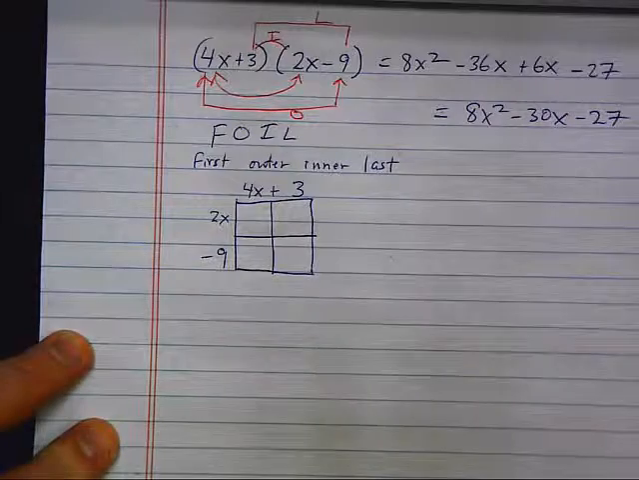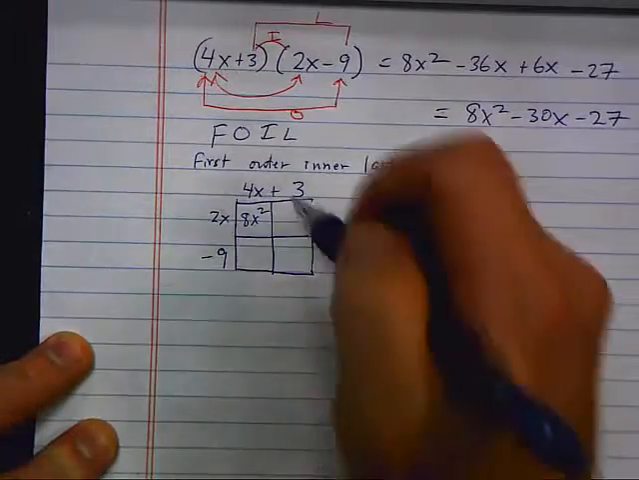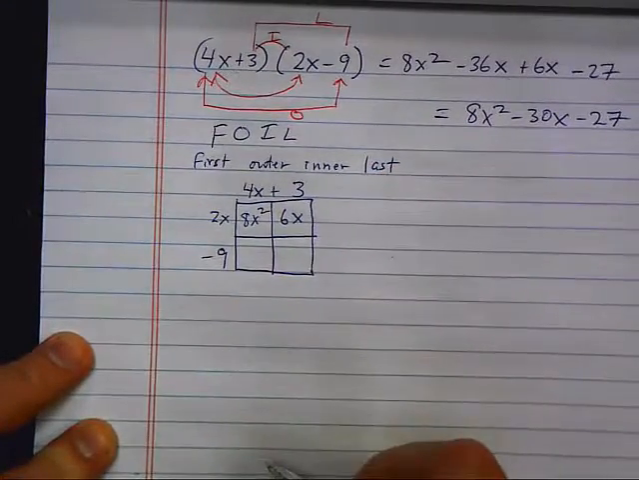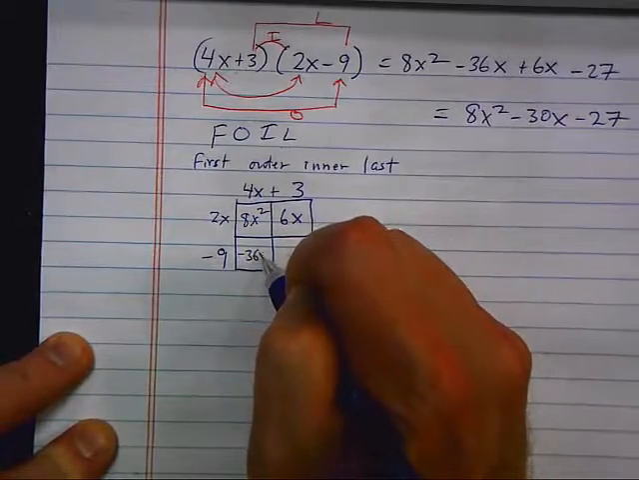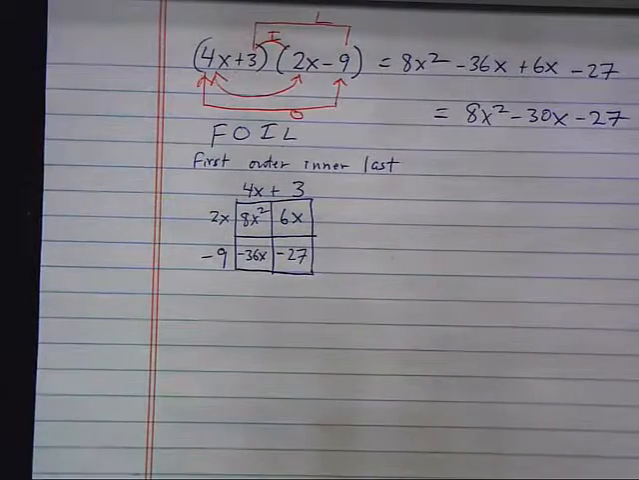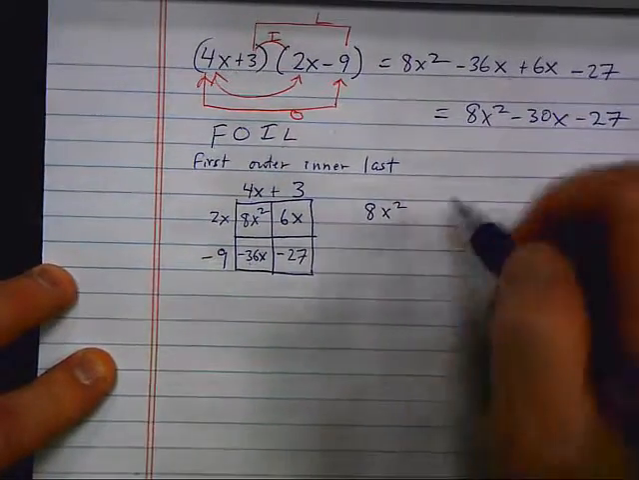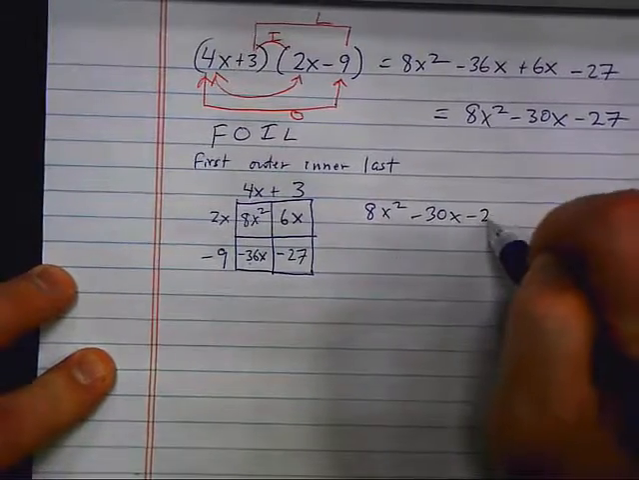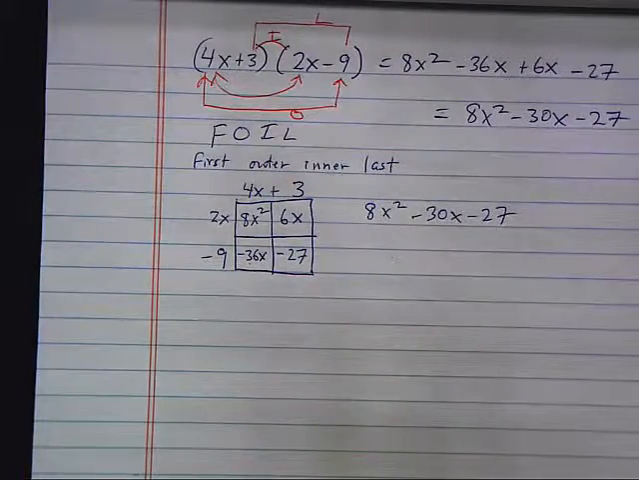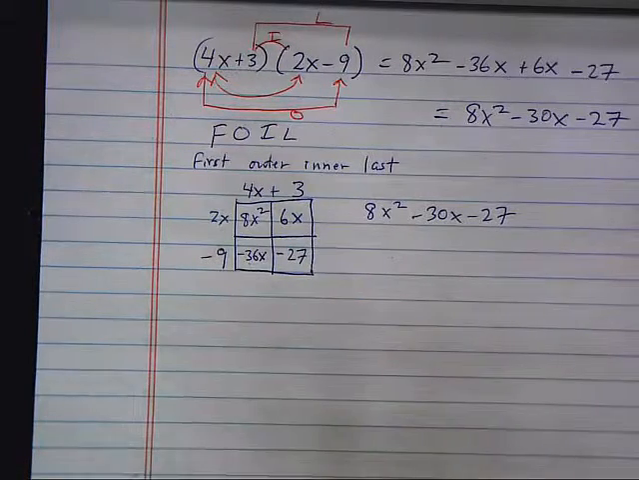And then you go 2 times 4 is 8x, right? 2 times 3 is 6x. And then negative 9 times 4 is 36x. Negative 36. Yes. And then 27. Negative 27. And then it's the same sort of deal. You look for your common terms and you put them together. So your answer would be 8x squared, 6x and negative 36x makes negative 30x, minus 27. That works very well too. So it's FOIL with a box. That's right. The box just kind of helps you organize your information.